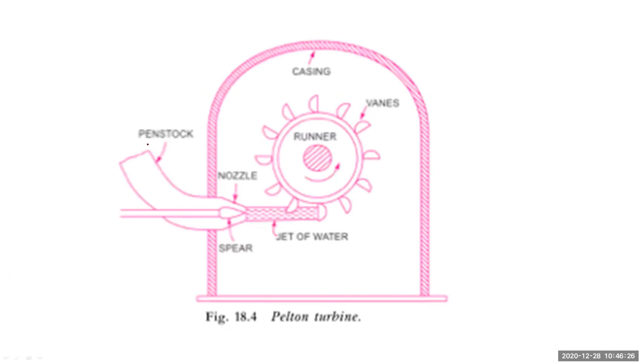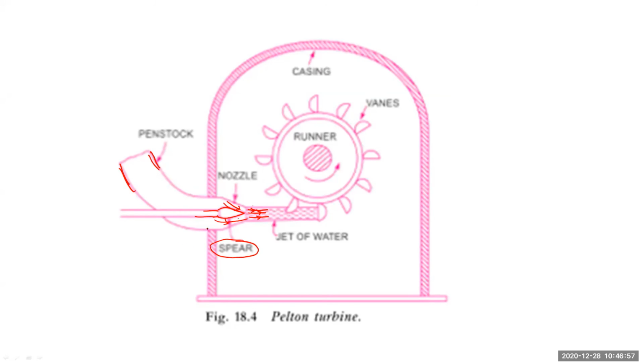As you can see, this is the penstock. The water is coming from your headrace, and here one spear is there. You can see here, it is conical in nature. This is used to regulate the flow of water through this nozzle. What amount of water you want to be ejected from this nozzle, we control it using this device that is called your spear.